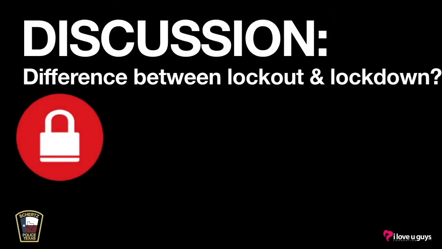The difference between a lockout and a lockdown. A lockout is when the threat is outside of the building. A lockdown is when there is a threat inside the building. After securing the perimeter, lockout is business as usual. That means classroom instruction and activities can continue. Lockdown is locks, lights, and out of sight.